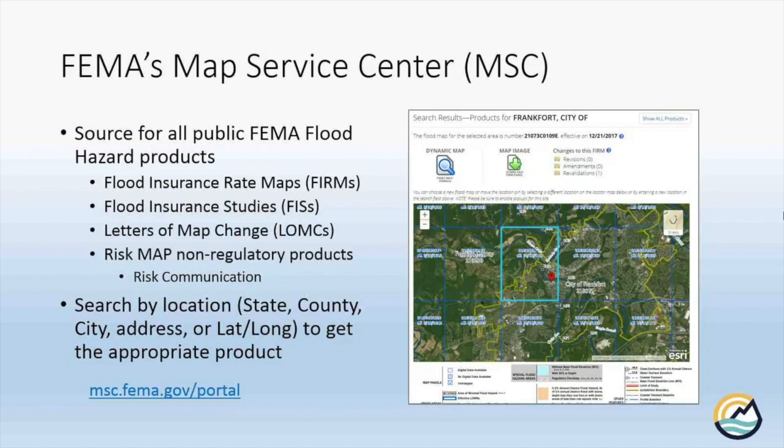When you go there, you can search in the search bar by a lot of different methods. You can do location, so state, county, city, mailing address, lat long, something like that, and use that to search around to find your appropriate product. The website there at the bottom is msc.fema.gov/portal.